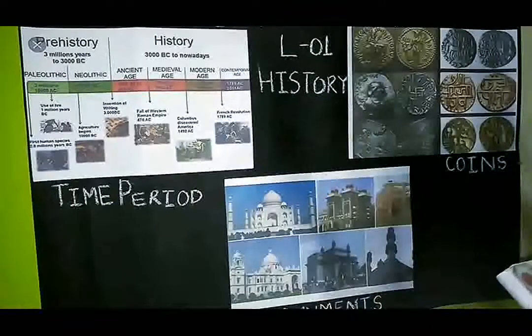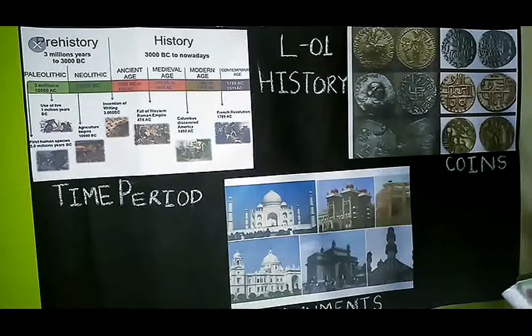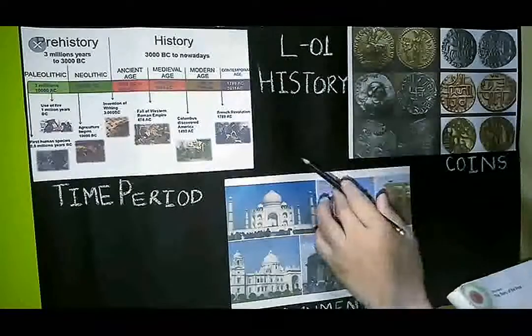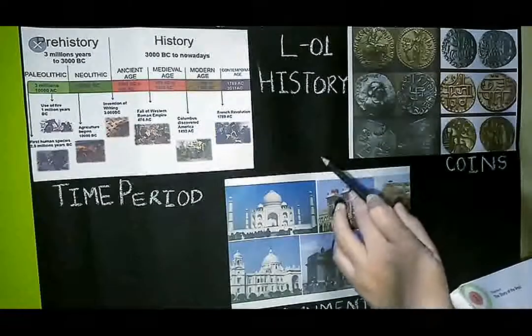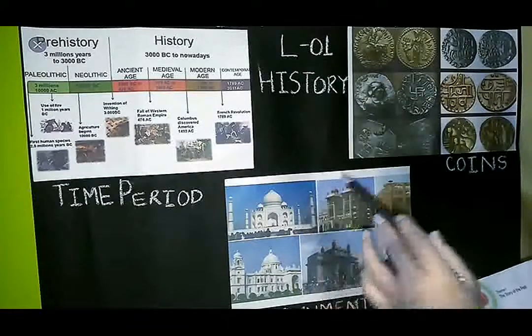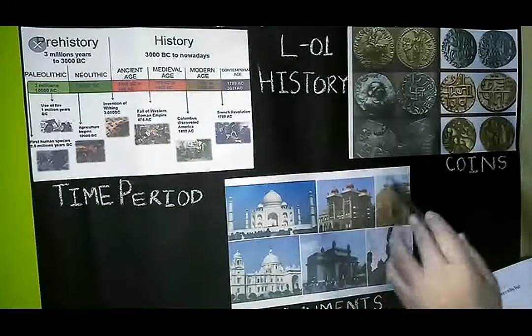What is prehistory? Prehistory is the time period when written records were not available, and history is the written records. Okay?